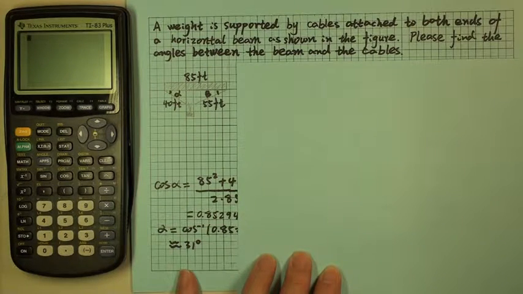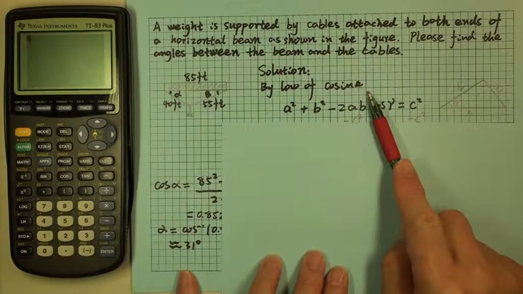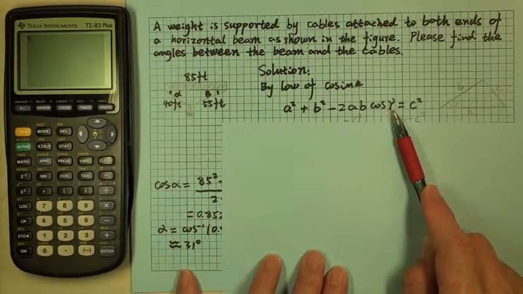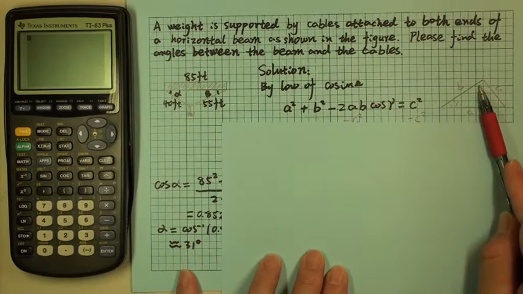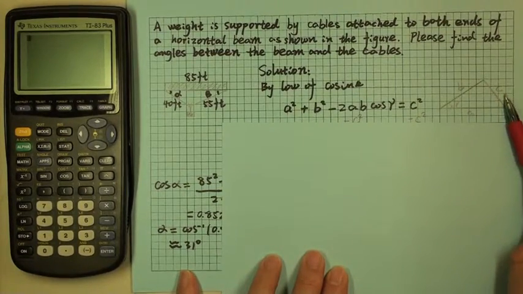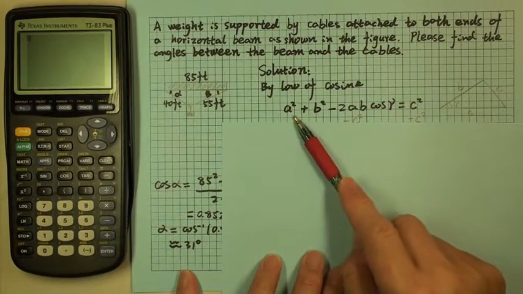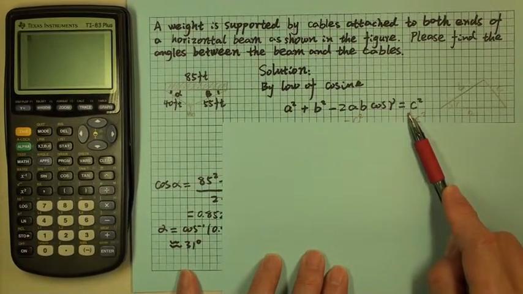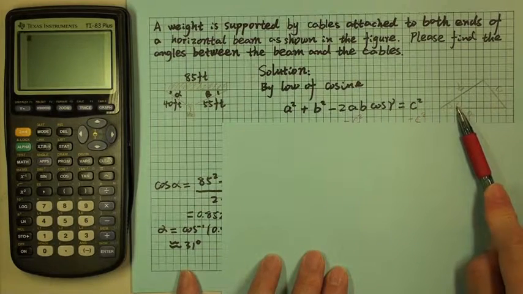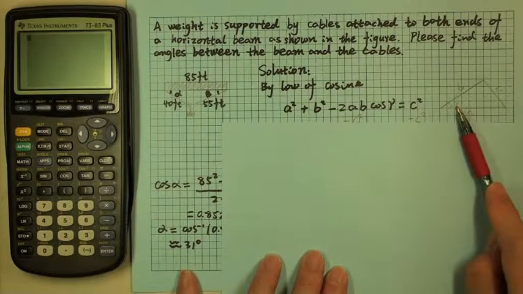We've got to use the law of cosines, and here is why. We now recall the law of cosines: a squared plus b squared minus 2ab cosine gamma equals c squared. In this triangle, side a, side b, and side c correspond to the angle gamma. Basically, a and b are the adjacent sides of gamma, and c is the opposite side of gamma.